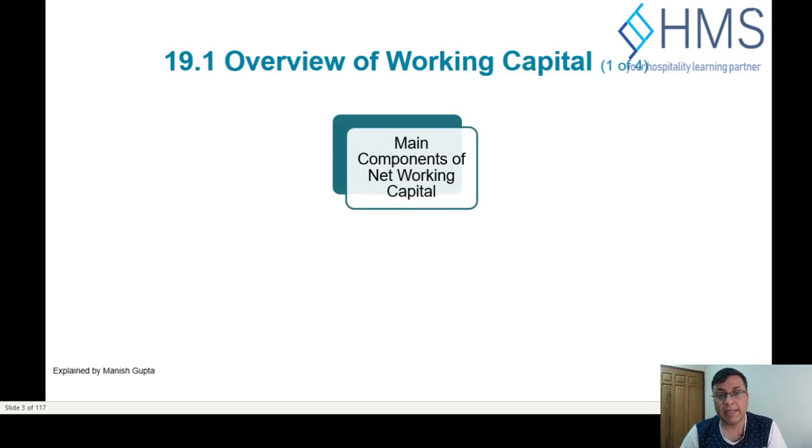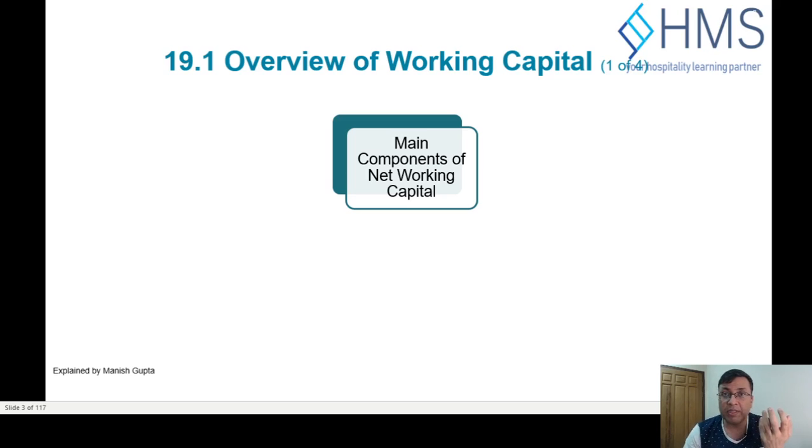Working capital is basically a requirement for the day-to-day functioning of the operations. Whether it's a hotel, a manufacturing industry, or a service industry, everything needs some money to start with. You need initial capital, and that initial capital is used to pay the salaries, the initial operating expenses, your advance rentals, your office supplies, even meals. So you need some money to start off the business.